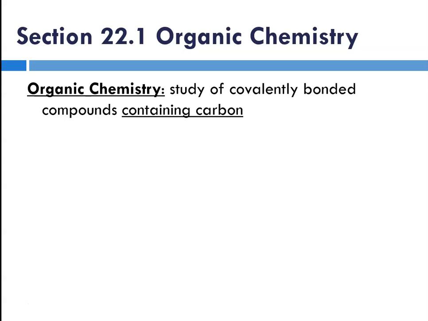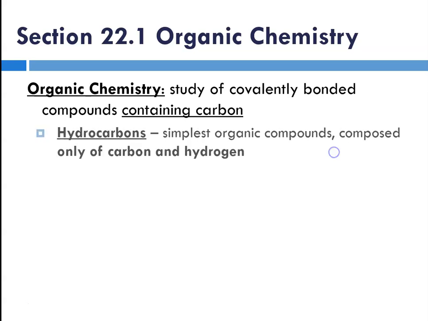Back in Chapter 1, we learned the branches of chemistry. One of them was organic, and the definition was the study of compounds containing carbon. The simplest of the organic compounds that we talk about are hydrocarbons, and those are the organic compounds that are composed only of carbon and hydrogen. I don't know why they don't call them carbohydrins, but I guess hydrocarbon is easier to say.